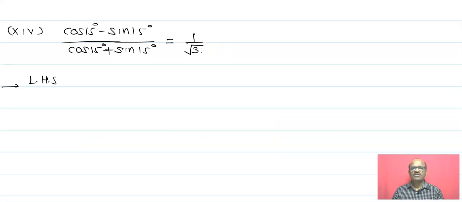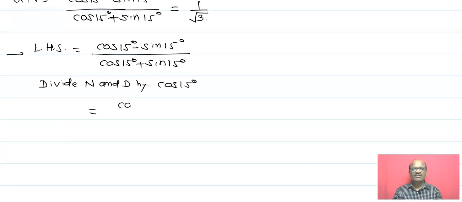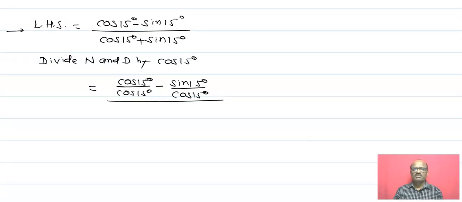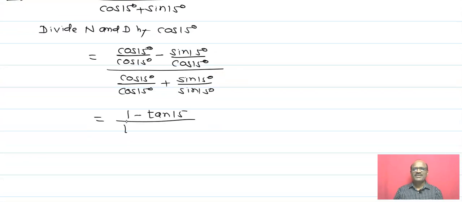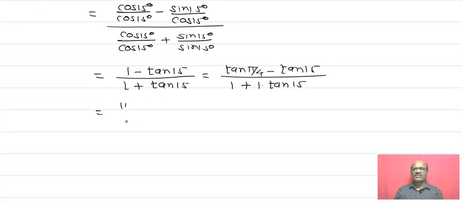Now next, 14th example: cos of 15 minus sin of 15 upon cos of 15 plus sin of 15 is equal to 1 by root 3. Now again see this, divide the numerator and the denominator by the term cos of 15. Then you will get on the left hand side the expansion of tan: cos of 15 upon cos of 15 minus sin of 15 upon cos of 15 upon cos of 15 upon cos of 15 plus sin of 15 upon cos of 15, that is 1 minus tan of 15 upon 1 plus 1 into tan of 15, where 1 is tan of pi by 4.